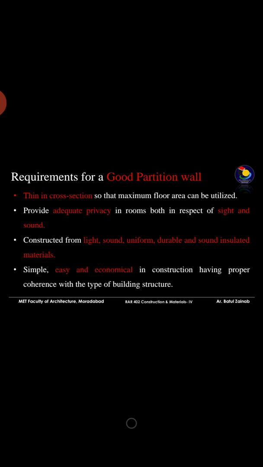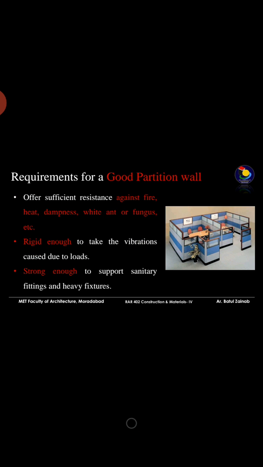In offices generally आपने देखा होगा we keep it till the eye level इसलिए रखते हैं ताकि बॉस अपने पूरे एम्प्लॉयज़ पे आई रख पाए. And there are the partitions so that आप cabins kind of divide करके अपने एम्प्लॉयज़ को हम बिठा पाएँ. तो जनरली ऑफिस में हम आई लेवल तक यूज़ करते हैं. They are constructed from light, sound, uniform materials. They are easy and economical in construction.